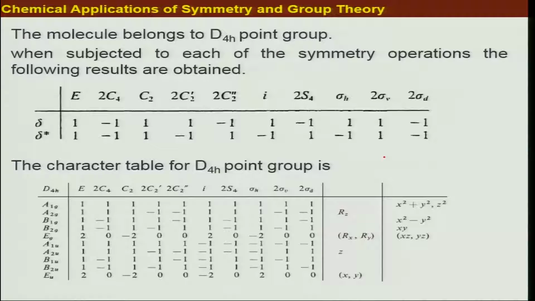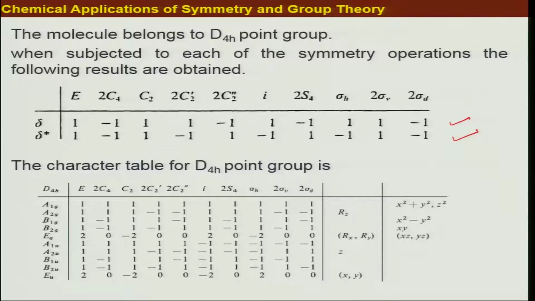Okay. If you are not convinced here, then I request you to go back to the second week of this lecture and learn a little more about this point group analysis. So, this molecule has D4h symmetry. Once we operate all the symmetry operations on these two orbitals, delta and delta star, we get representations as shown.